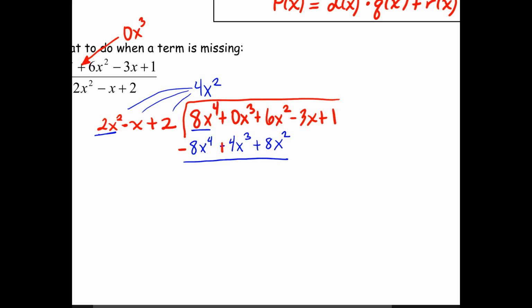So the minus and negative creates a positive, and the minus 8x squared. Add straight down, so these cancel. 0x cubed plus 4x cubed would give me 4x cubed. 6x squared minus 8x squared gives me negative 2x squared. And now we have 2 other terms to bring down. So I'm going to bring down the negative 3x and bring down the plus 1 and just carry them through in the problem.